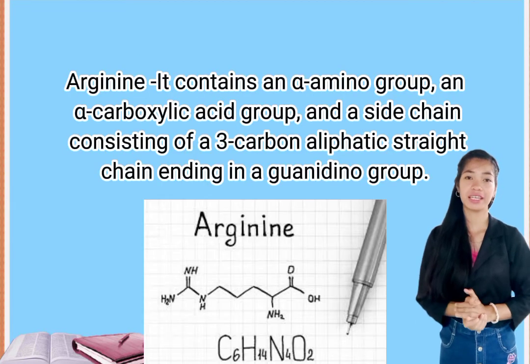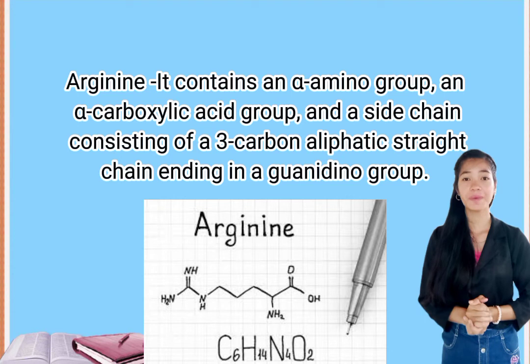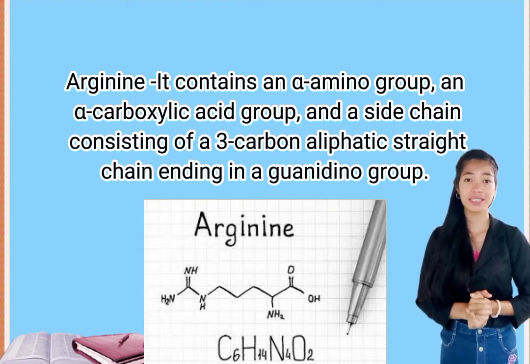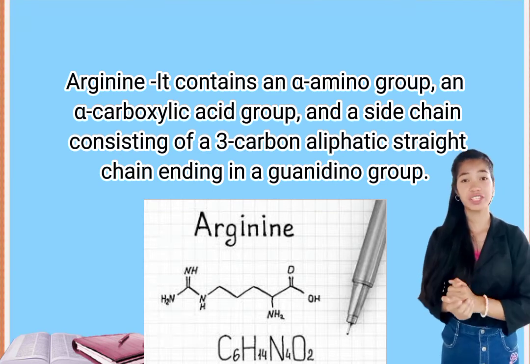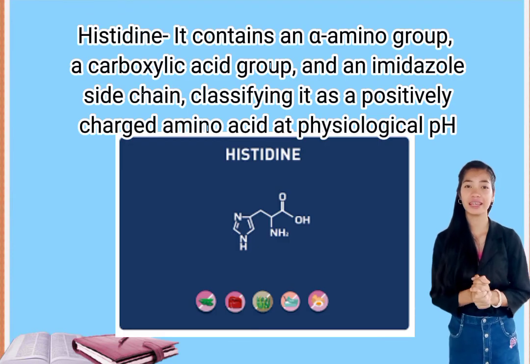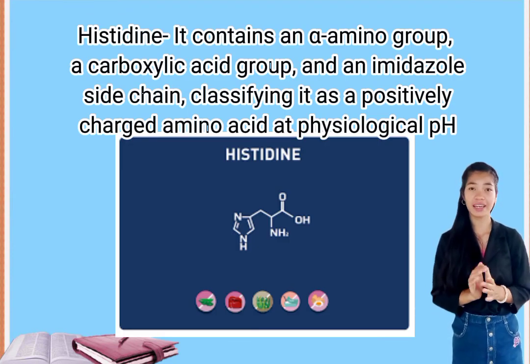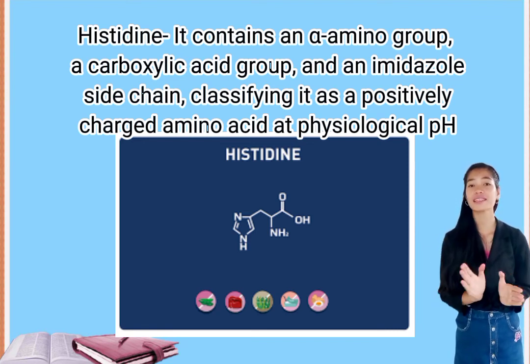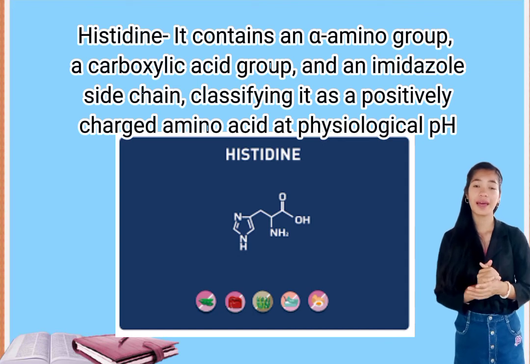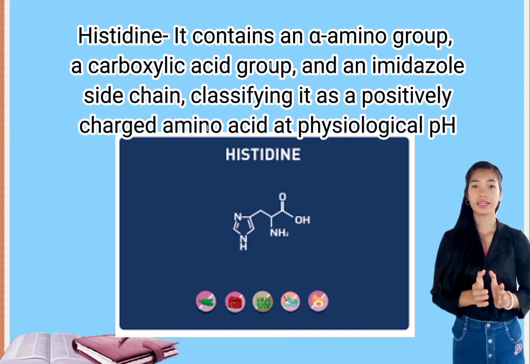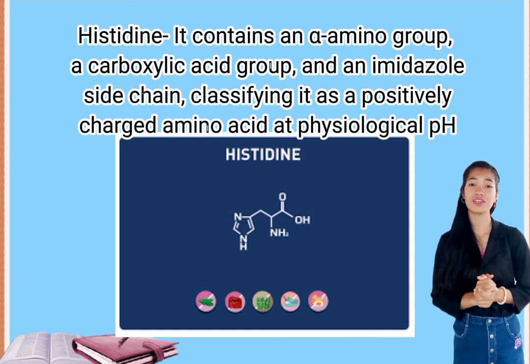Next is arginine. It includes an alpha amino group, an alpha carboxylic acid group, and a side chain consisting of a 3-carbon aliphatic chain ending in a guanidino group. And lastly, histidine. It is an alpha amino acid that is also used in biosynthesis of proteins. It also contains an alpha amino group, a carboxylic acid group, and an imidazole side chain. It is classified as a positively charged amino acid at physiological pH.